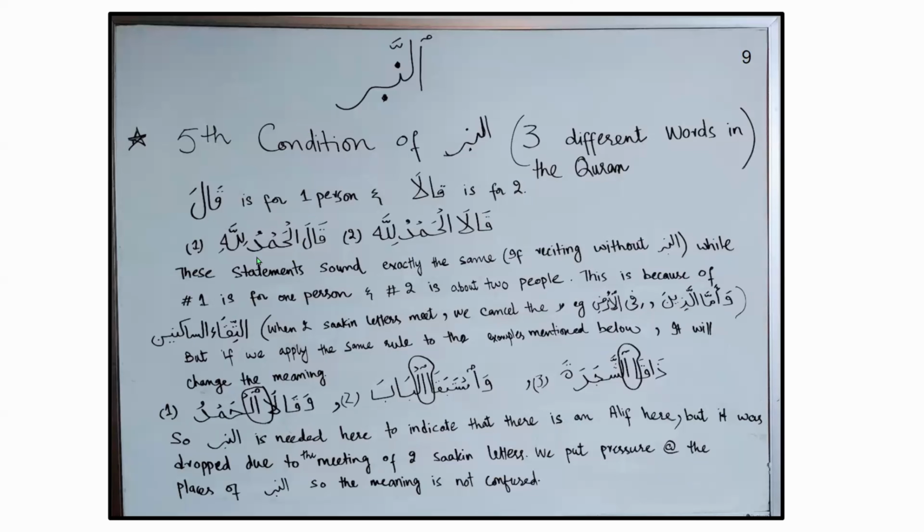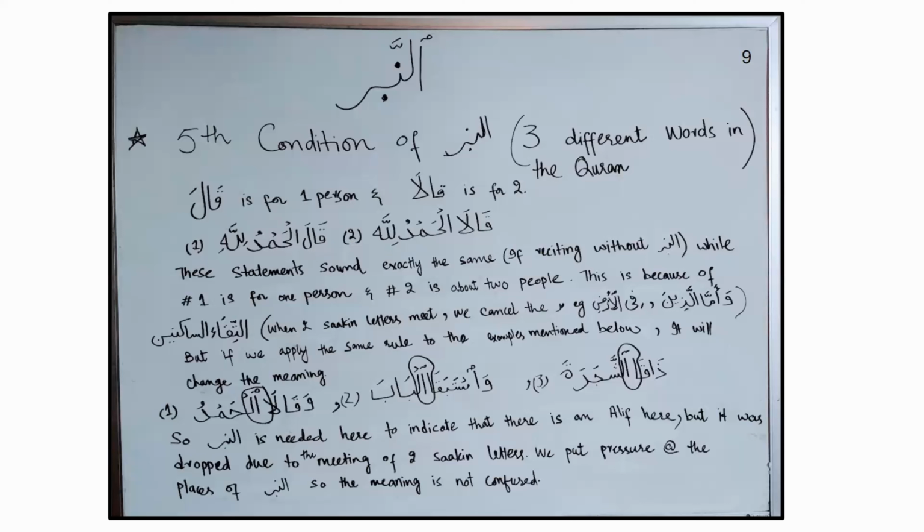So if you see in these examples, if I want to recite the first example, I will say قال الحمد لله. That means one person said Alhamdulillah. And if I look into the second example, which says qala Alhamdulillah, but upon continuation, I will recite it like this. قال الحمد لله. So the meaning is two persons said Alhamdulillah. But when I recite both of them, they sound exactly similar, like this. قال الحمد لله, قال الحمد لله. Although there is a difference in the meaning, upon recitation, they sound exactly the same.